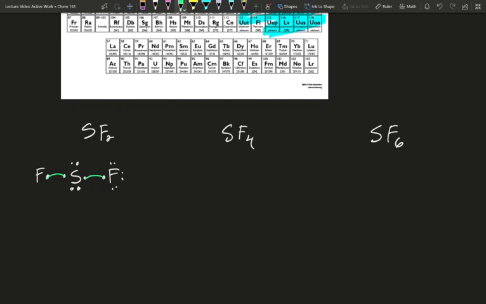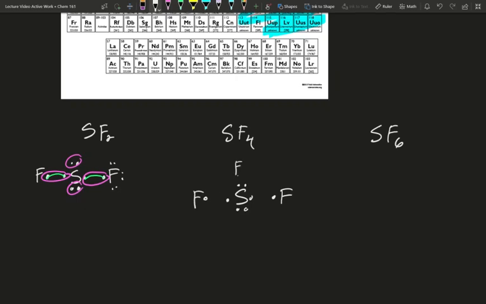SF2 works just fine. We pair them and sulfur looks like it has an octet. It says, hey, 2, 4, 6, 8 around my sulfur. If we try to do that for SF4, 1, 2, 3, 4, 5, 6, put our fluorines with the one unpaired. Again, they really do have the other lone pairs. We're just not drawing them for simplicity's sake.